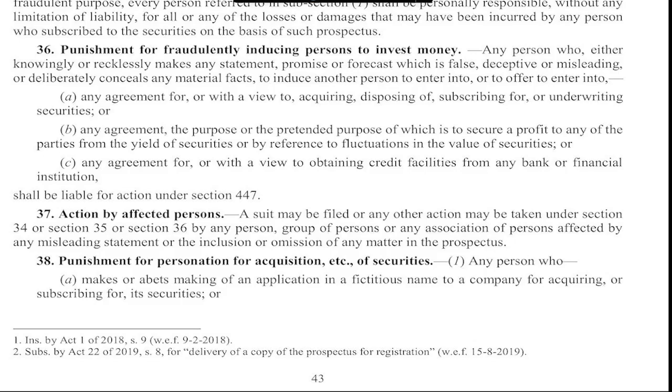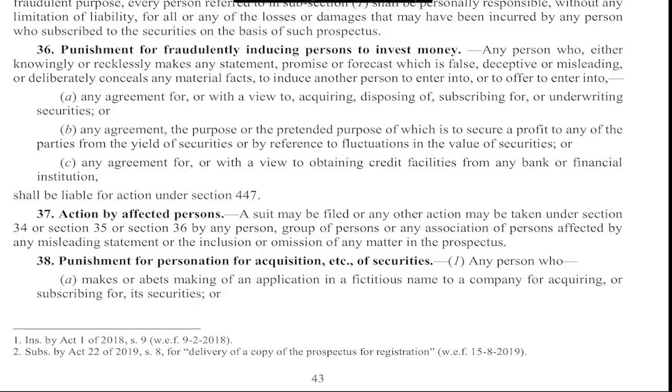The person is only one, but he is pretending as if he is a different person with an intention to cheat. Understanding the point or not? In such a case, this section will get attracted. That's called personation. Okay? With this, all liability sections are completed.